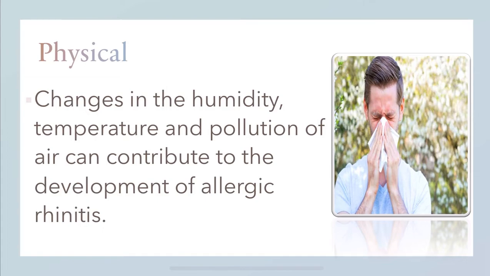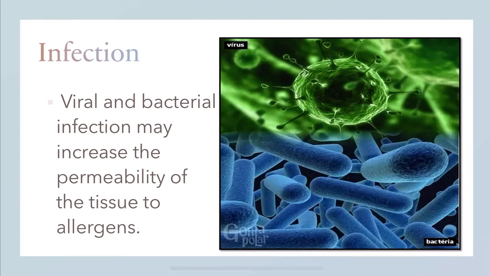Physical: changes in humidity, temperature, and pollution of the air can contribute to the development of allergic rhinitis. Even humidity, temperature, and air pollution also contribute to allergic rhinitis. Infection: viral and bacterial infection increases the permeability of the tissues to allergens. Guys, you can see these infections also increase the tissues' uptake of the allergen. They increase the permeability of the tissues to attract these allergens very quickly.